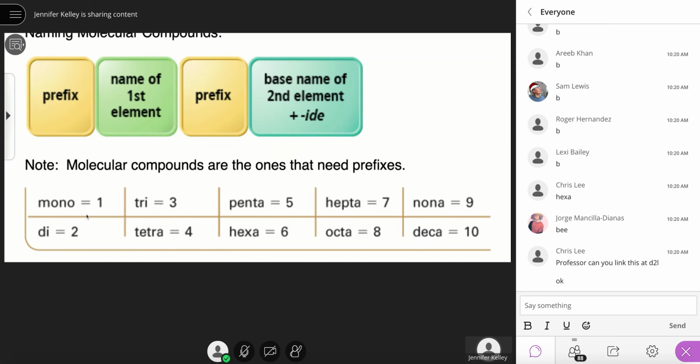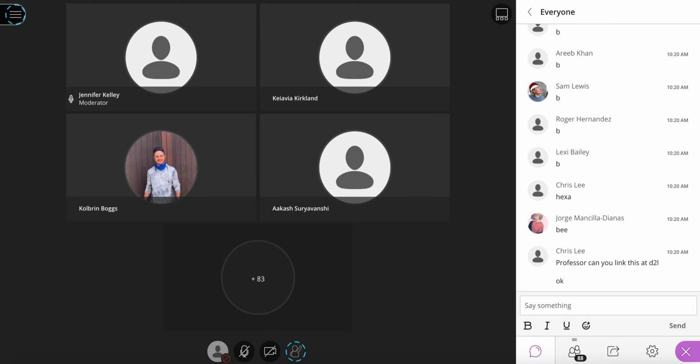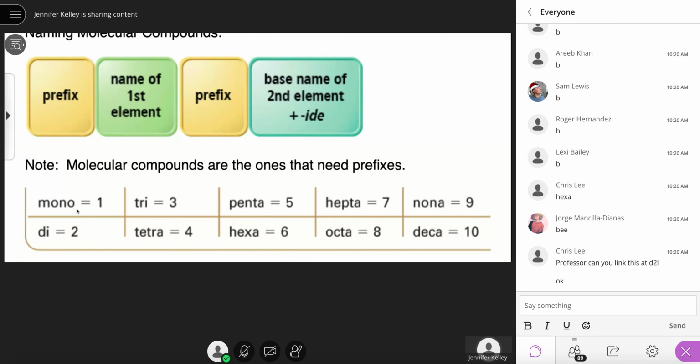The only weird rule is that you will use mono on the second half of the name, where it says base name of second element, but you won't use mono on the first, where it says prefix name of first element. So everything else you'll use on both parts. Mono is only used on the second half.